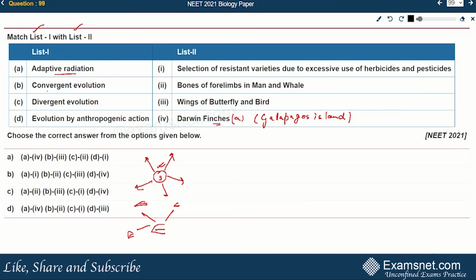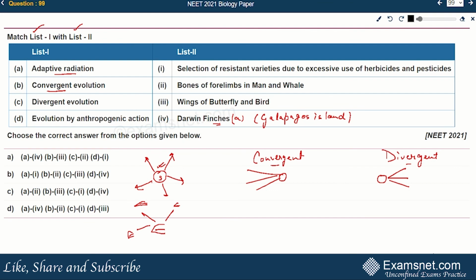Now next is convergent evolution. Here we should understand the meaning of convergent and divergent. There is just a basic difference between them. Convergent means coming from different points but meeting at the same point, or converging at the same point. And divergent is just the opposite. That means starting from the same point but diverging to different points. So in the context of evolution, what does it mean?